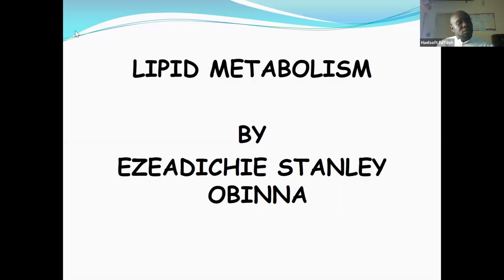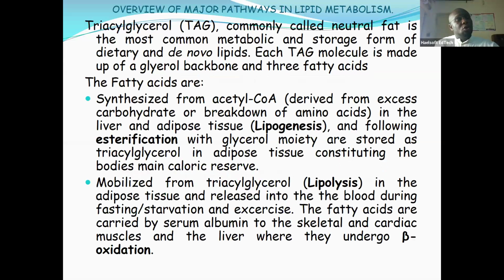Okay, let's continue, Diana. We'll be talking about lipid metabolism. Now, there's something you need to understand. When we talk about the overview of the major metabolic pathways, we are looking at triglycerol. And this triglycerol can also be called neutral fats. You understand? It is the most common metabolic and storage form of dietary and de novo lipids. Now, a triglycerol molecule is made up of what? It's made up of the glycerol backbone and 3 fatty acids.